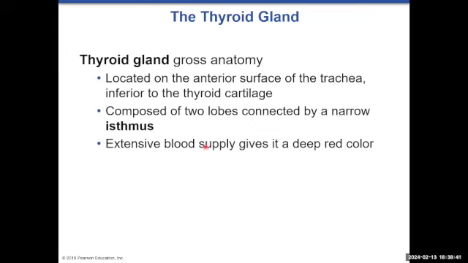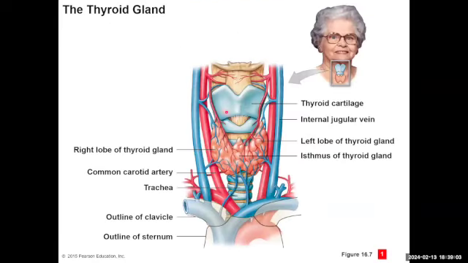Okay, so let's move on to the thyroid gland. The thyroid gland is located on the anterior surface of the trachea, so the front surface of the trachea, right underneath the thyroid cartilage, so right underneath the Adam's apple, essentially. It's composed of two lobes that are connected by a narrow isthmus. And this also has an extensive blood supply that gives us a red coloration.